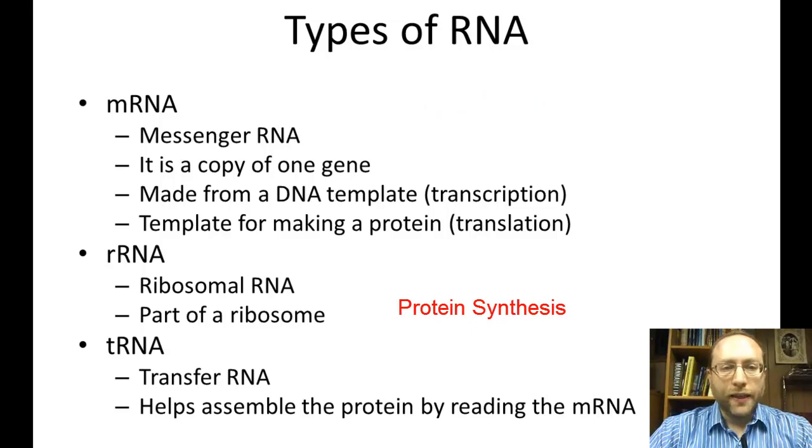A second type of RNA is rRNA, also called ribosomal RNA, and that's basically just part of the ribosome. A ribosome is a combination of RNA and protein. The third type of RNA is tRNA, called transfer RNA. I would personally prefer to call it translate RNA because I think that goes in with the translation, because the tRNA is what's involved in translating the genetic code over to the protein code. And we'll see that it helps assemble the protein by reading the mRNA.